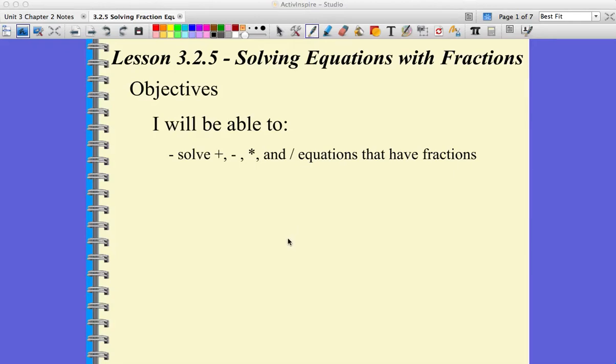Welcome to Lesson 325, Solving Equations with Fractions. Today we're going to work on solving addition, subtraction, multiplication, and division equations that have fractions.